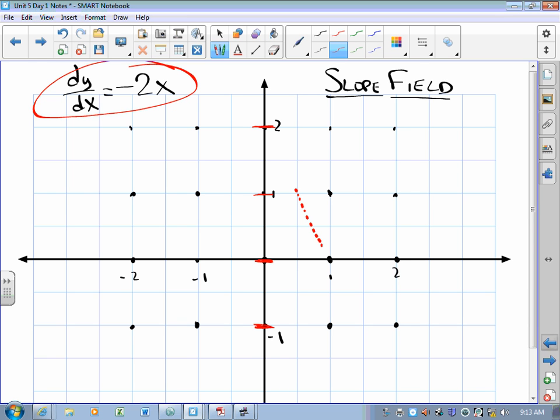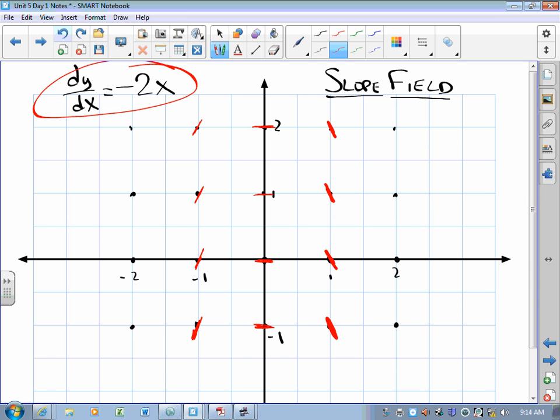Now, -2 looks like this. So I'm going to do my best to draw a piece of tangent line that looks like that. And I'm going to draw that everywhere x equals 1, because the slope of the tangent line, everywhere x is 1, is -2. Similarly, when x equals -1, the slope is +2. Now, are we actually going to check to make sure that your slope is +2 and not +2.5? Probably not, but still all the same, I want to try to be accurate.